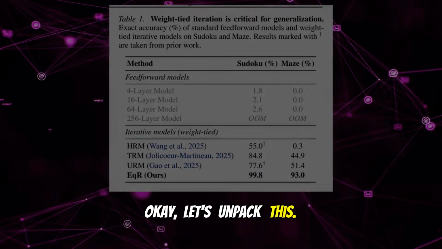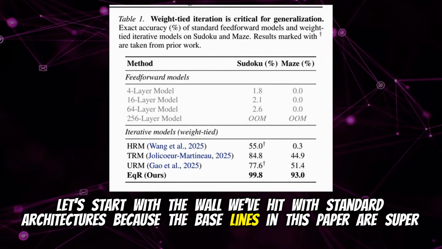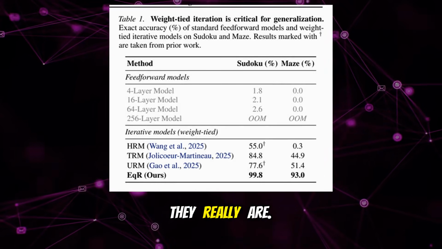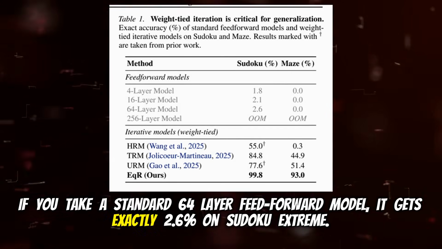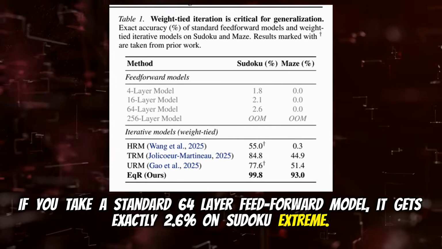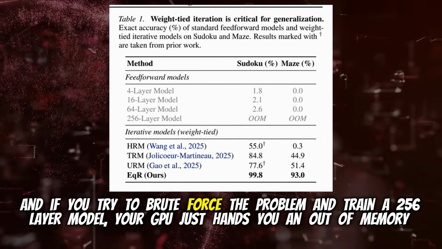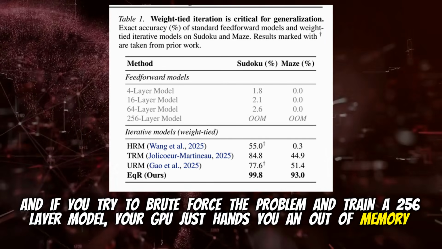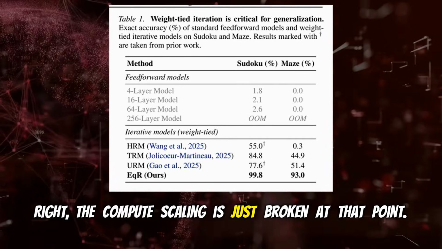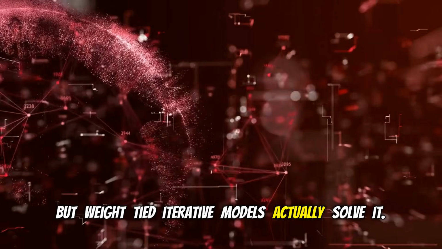Okay, let's unpack this. Let's start with the wall we've hit with standard architectures, because the baselines in this paper are super revealing. They really are. If you take a standard 64-layer feed-forward model, it gets exactly 2.6% on Sudoku-Extreme. It just flat-out fails. Yeah, completely bombs it. And if you try to brute force the problem and train a 256-layer model, your GPU just hands you an out-of-memory error. Right, the compute scaling is just broken at that point. Exactly. But weight-tied iterative models actually solve it.